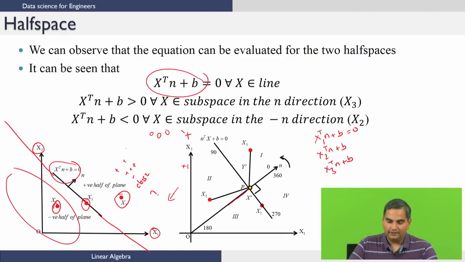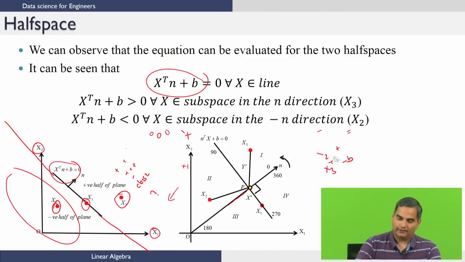What we are interested in is what happens to this quantity for x3 and x2, and whether there is some way in which we can say that every point on one side of the line will have the same characteristic and every point on the other side of the line will have a different characteristic. So, let us first look at x3 transpose n plus b and see what happens. I want to know what this is.